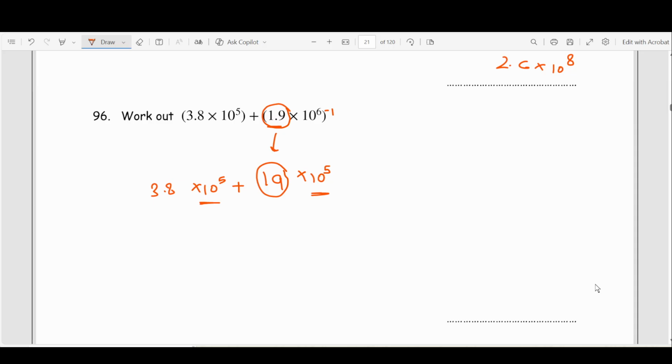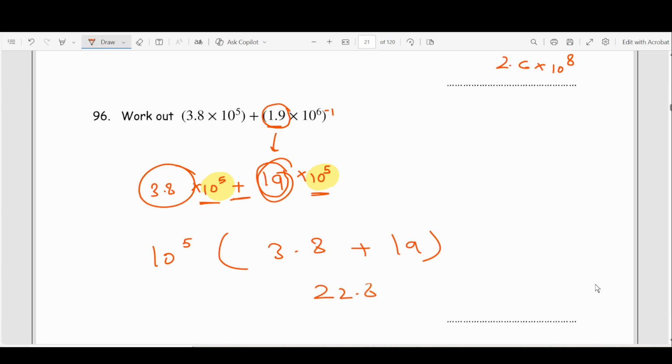Now we can just take 10 to the power 5 common from both of them. If we take 10 to the power 5 common, we have 3.8 and 19 on this side. Just take it outside and add these two because there is an addition sign. So if you add them, 19 plus 3.8 is 22.8 times 10 to the power 5. That's your answer.